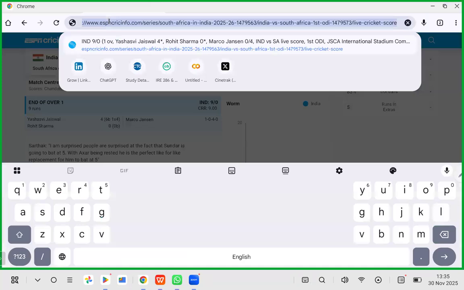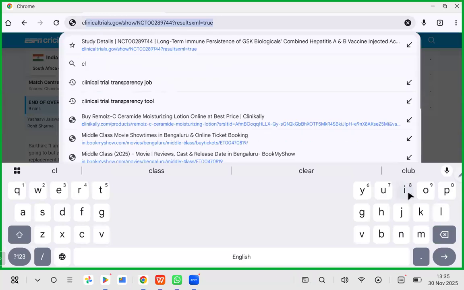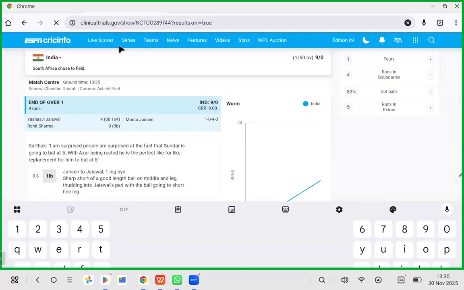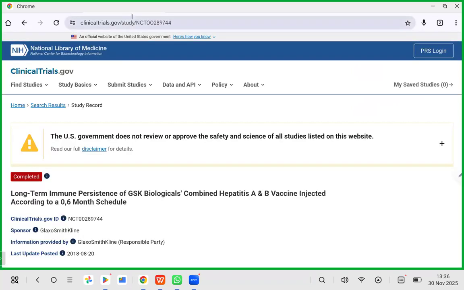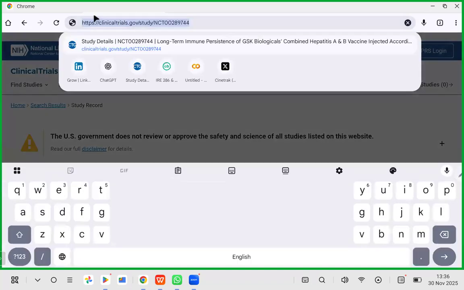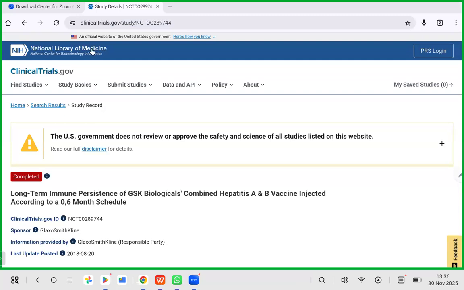Okay, so there is a website called ct.gov. So you can see this website, the clinicaltrials.gov website. I will explain what this website is about. Okay, so I will go to this website. This website is run by the National Library of Medicine. It is from the USA regulatory authority.